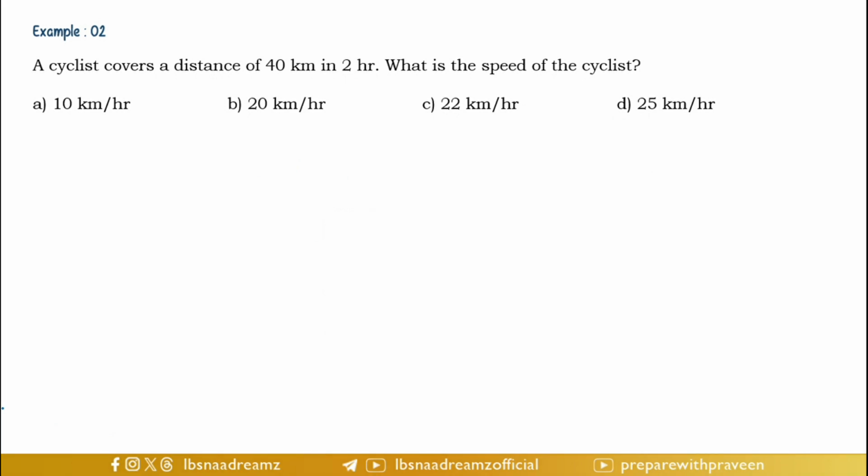Let us see the next example. A cyclist covers a distance of 40 kilometers in 2 hours. What is the speed of the cyclist? So here we have to find the speed of the cyclist. Draw the diagram D, S, T. So you have to find speed. The formula to find the speed is distance by time. Speed is equal to distance by time.